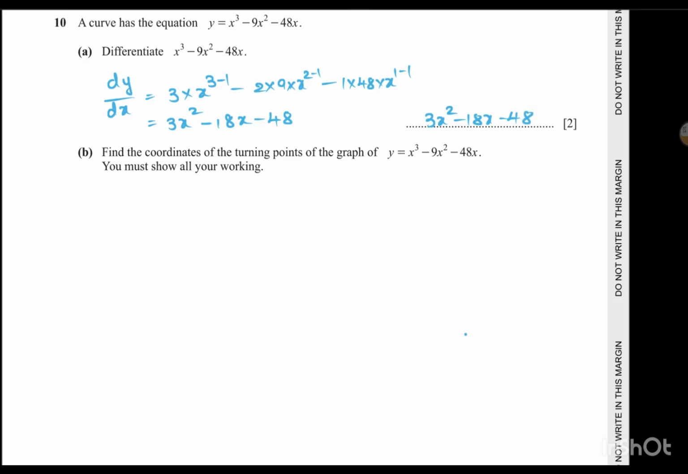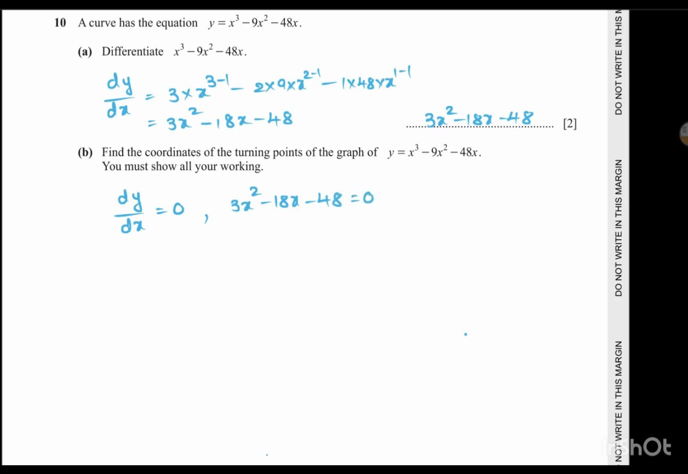Question B. Find the coordinates of the turning points of graph y is equal to x cube minus 9x square minus 48x. You must show all your working. So now to find the coordinates of the turning point, we will take the value of dy by dx, the differentiation, as 0. So 3x square minus 18x minus 48 is equal to 0.